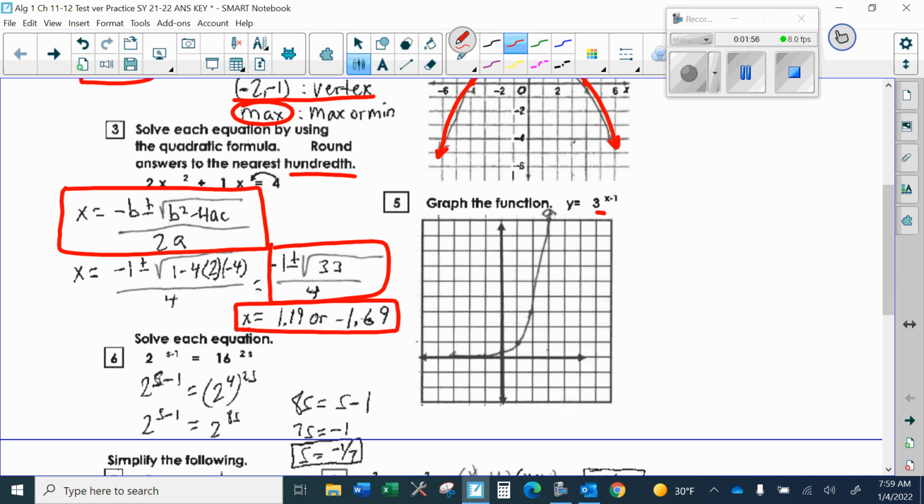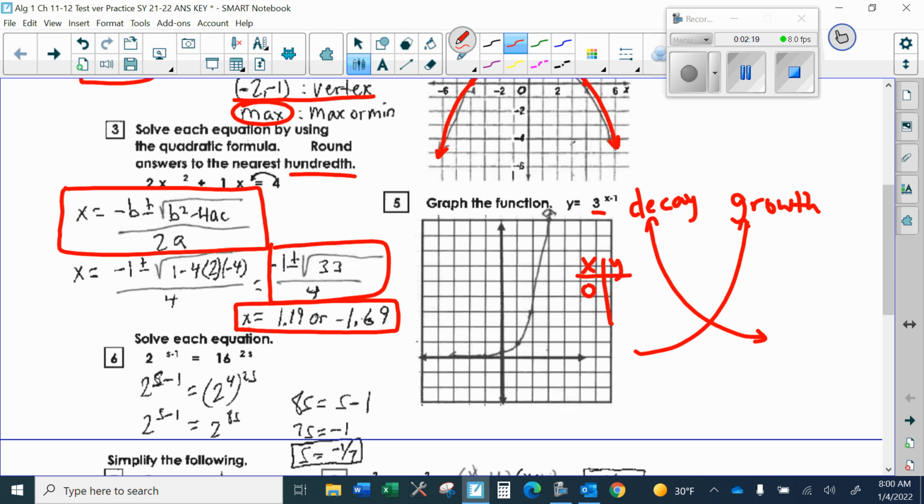Number 5, graph the function y equals 3 to the x minus 1. Since this base is greater than 1, that's an exponential growth. Exponential growth always goes like this versus exponential decay coming down. Okay, so that's a growth one. This is a decay one. Okay, now the easiest thing to do on that is just make an XY chart.